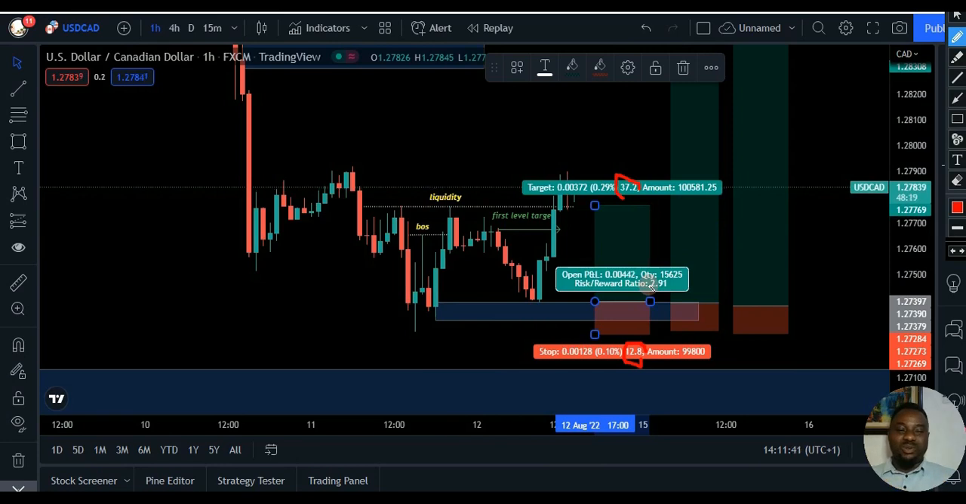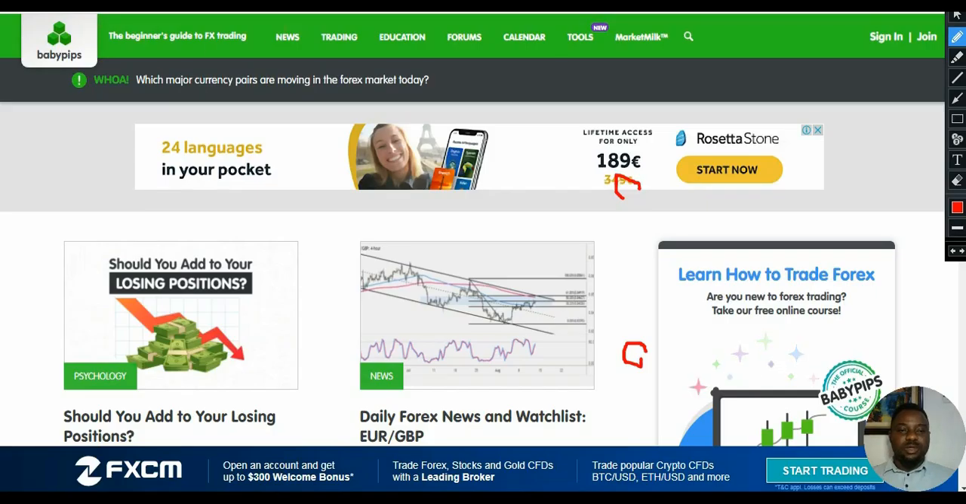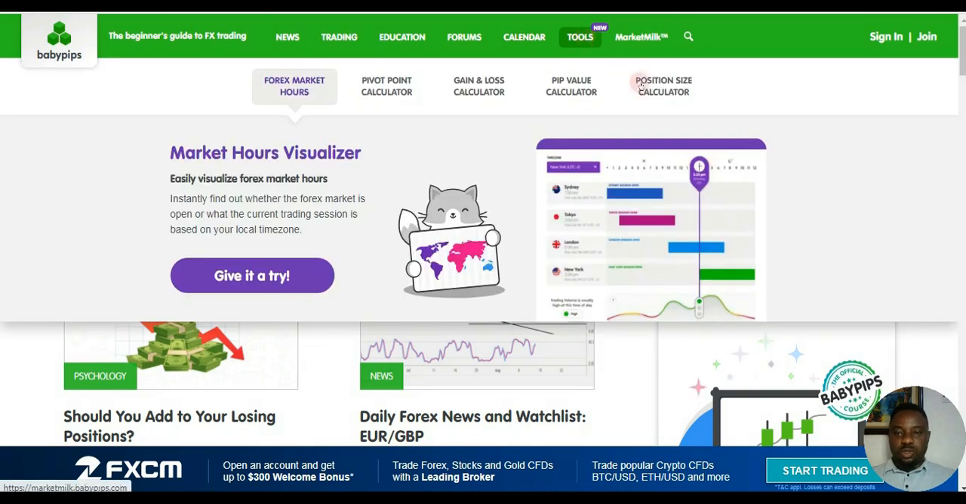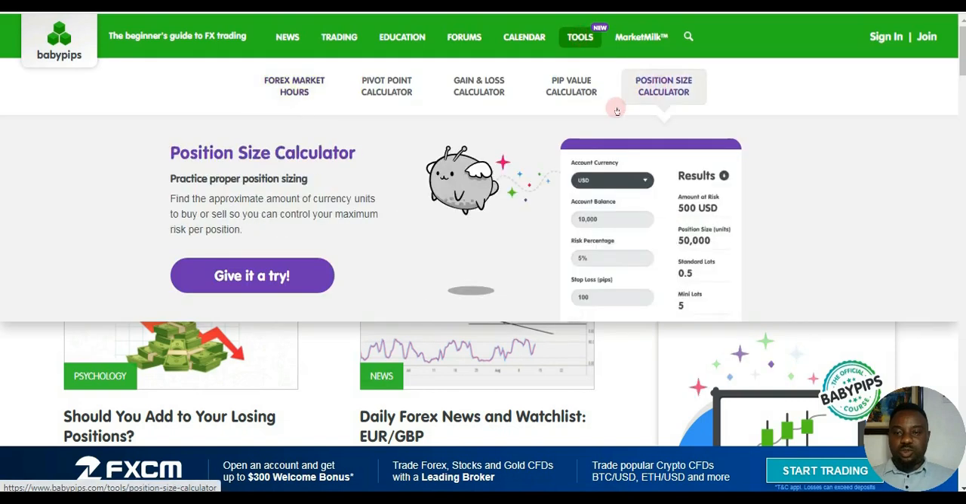So let's go back to what we're talking about. Now, once you have been able to determine this, what you need to do is go to babypips.com. Once you go to babypips.com, it opens up this page for you. Go to tools, then go to position size calculator. Tools, position size calculator.